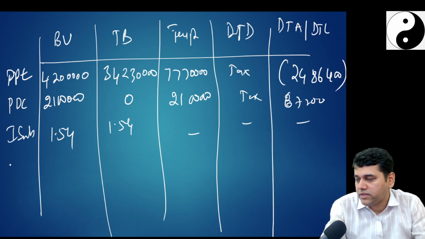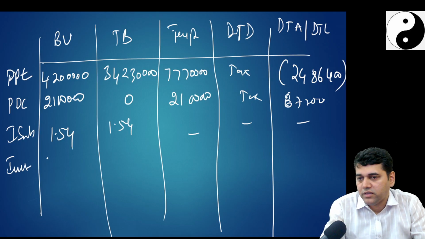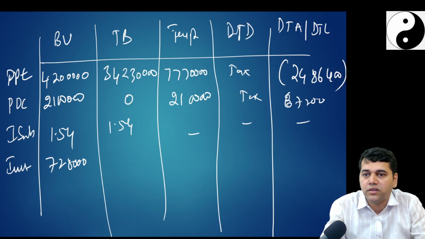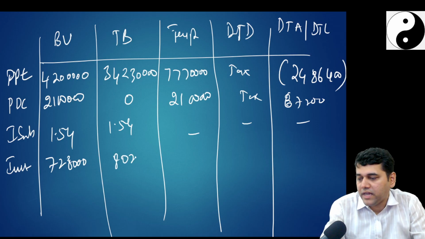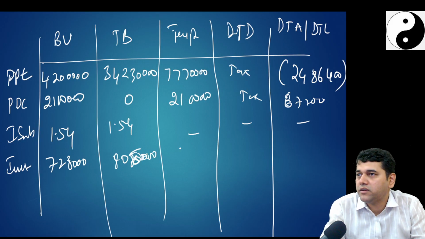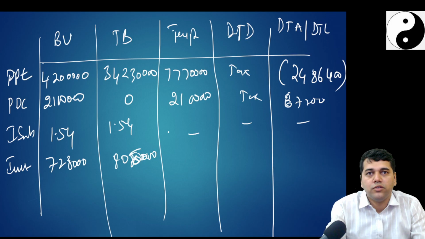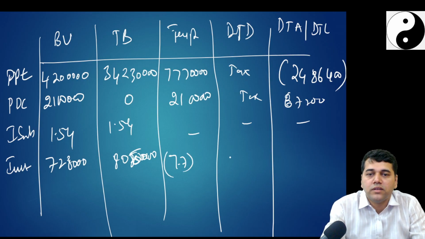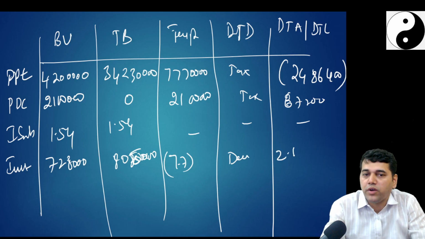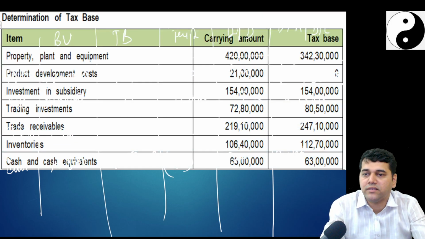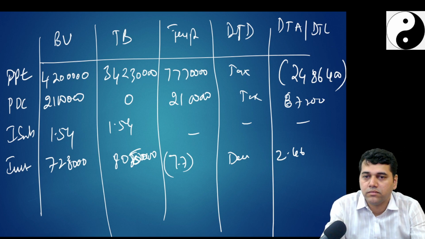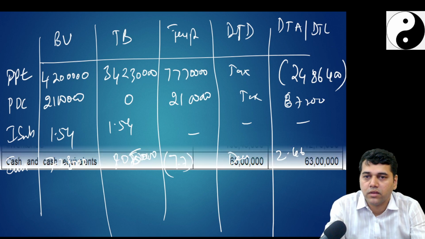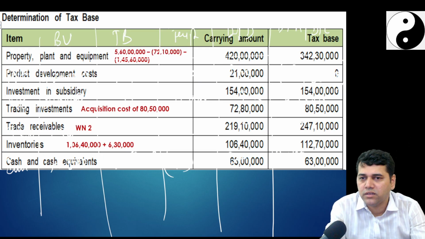The next one is investment. 72 lakhs 80,000. 80 lakhs 50,000. 80 lakh 50, are you clear? Why? Because they say that, look, your FVTPL and all, we don't recognize it. So you have got a difference of 7.7. What is this? This is deductible. 2.46 is the deferred tax asset. Okay, so I'll move on to the next one.